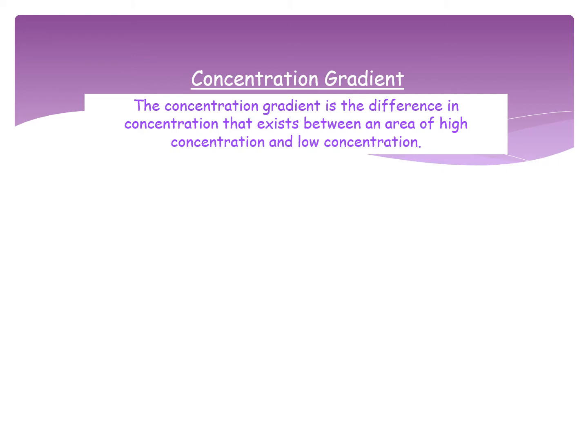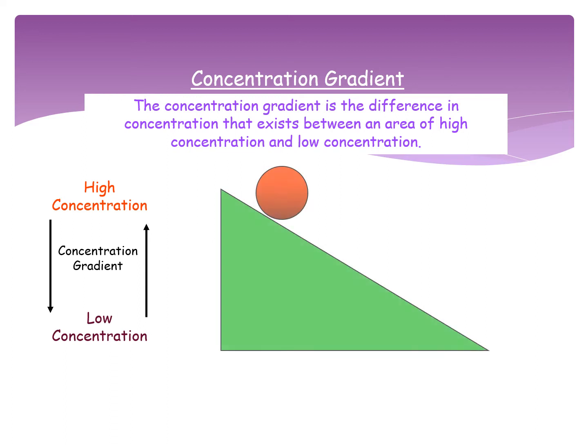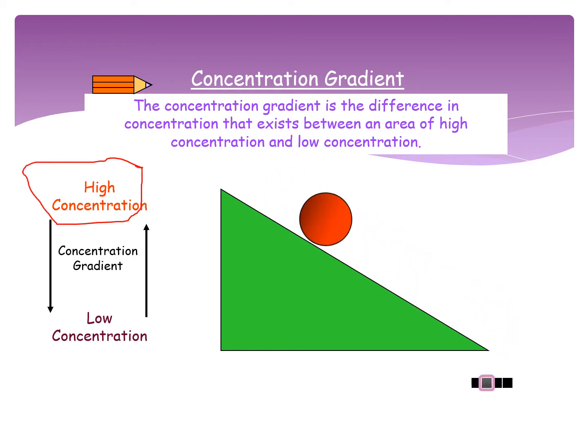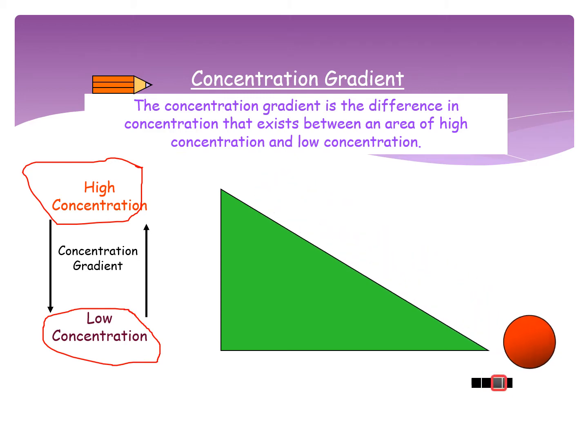So you'd write the note that the concentration gradient is the difference in concentration that exists between an area of high concentration and low concentration. So you've got your high concentration here and you've got your low concentration there, and it's just like a hill, so like any gradient. So you can imagine a ball rolling down it from the high concentration to the low concentration, or you can imagine somebody on their bike going down a hill.